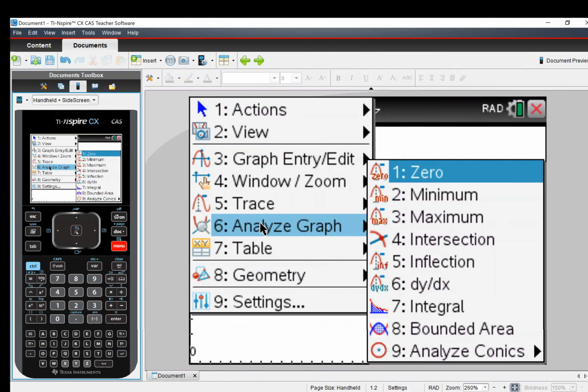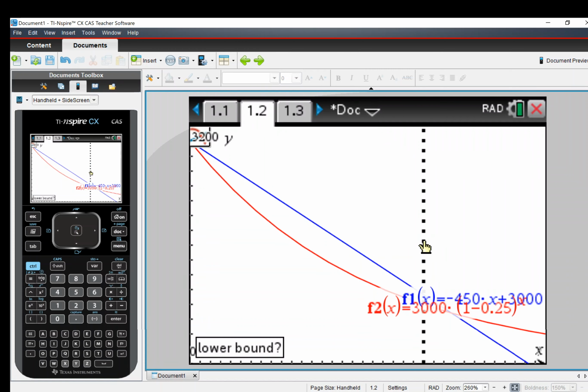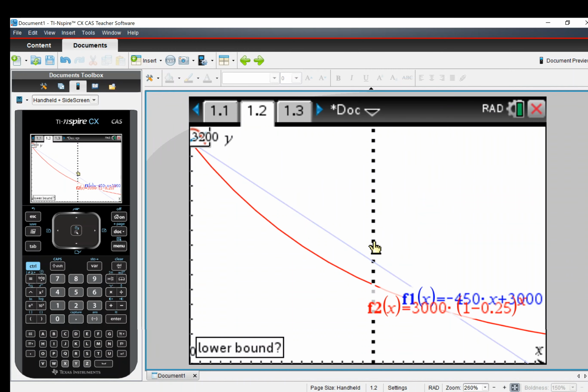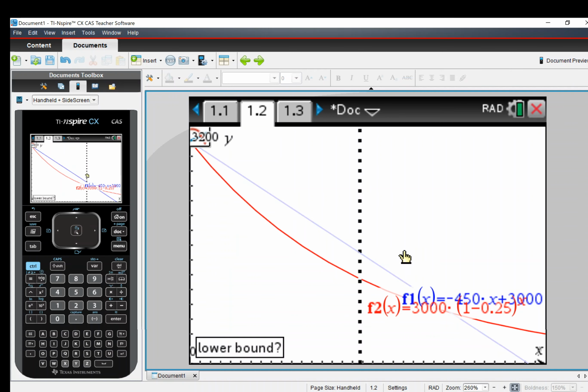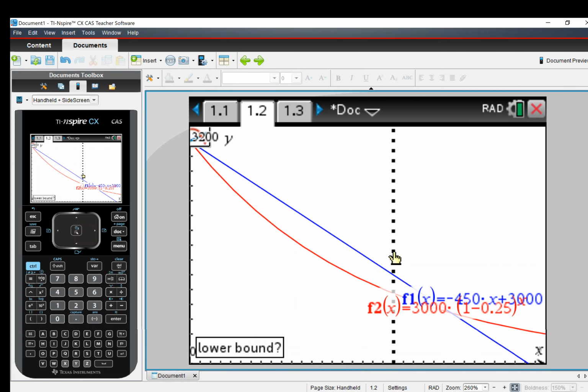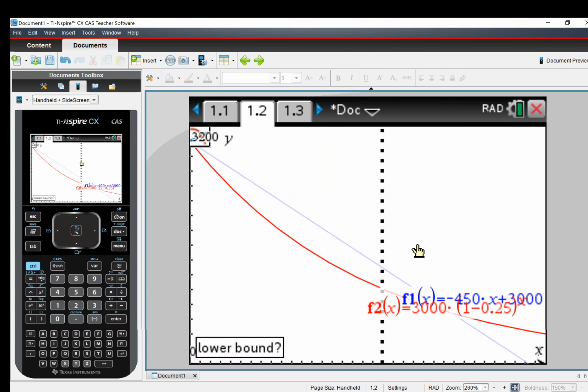analyze graph, intersection. So that's menu 6, 4. Okay, now the calculator wants some bounds. Okay, so you're just going to need to use the little joystick in the middle of the calculator there. It doesn't matter where you put the bounds so long as they cover the point of intersection that we're looking for. Now just take a note, there's another point of intersection at the beginning up here where both the equipment was worth $3,000 under both methods, right? But we're interested in this one.